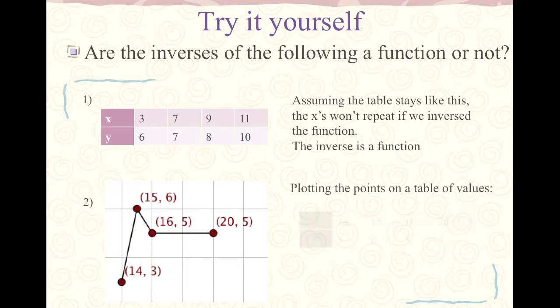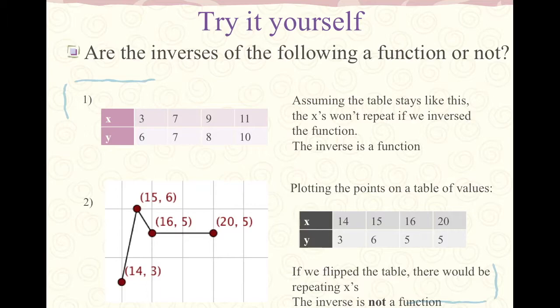If we plot the points on a table of values, you have 14, 3, 15, 6, 16, 5, 25. So if we were to flip these, this is the original, right? If we were to flip these, you'll notice that the 5s would repeat in the x boxes, and so therefore it is not a function. And if you want, you can take the time to graph it and check vertical line tests, it won't work, but you could just easily put it on a table of values. You'll see right away that your x values repeat.